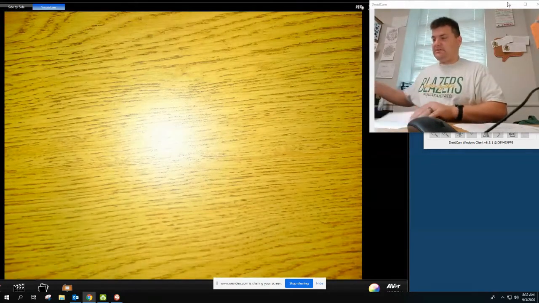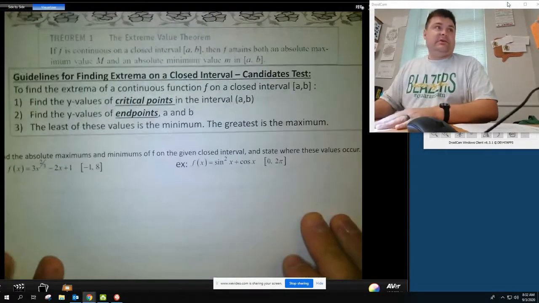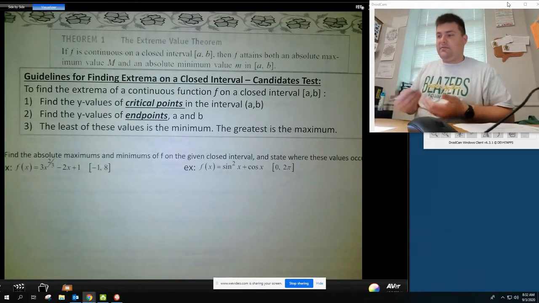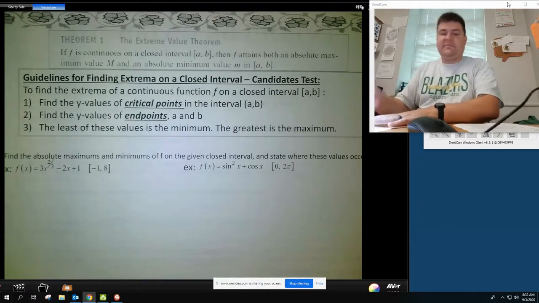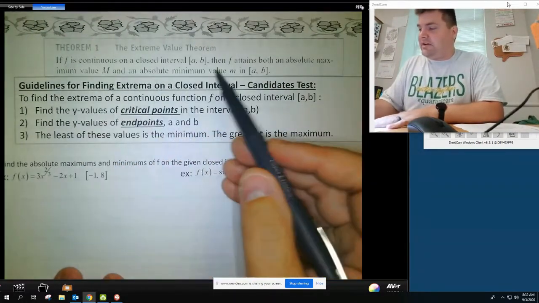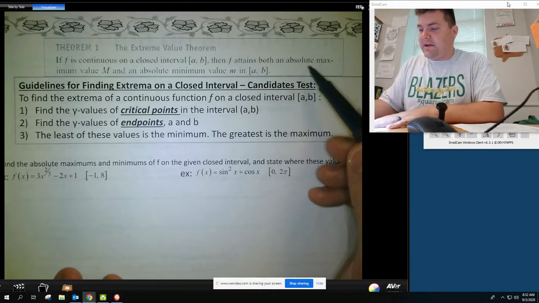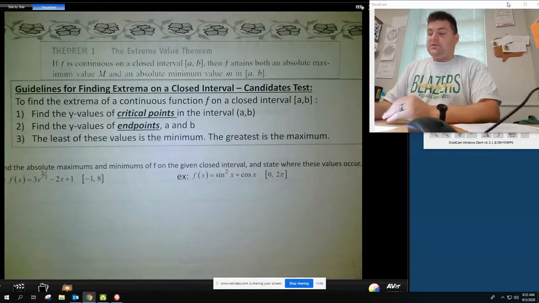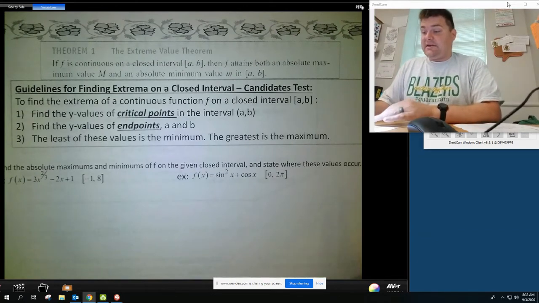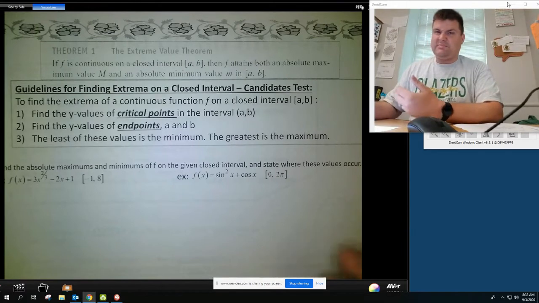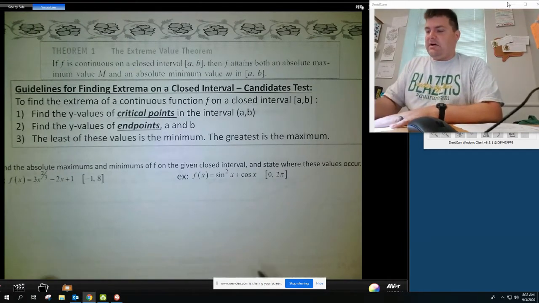So let's start to actually go through this. Today we're going to be working really just on extreme values, not relative values. The extreme value theorem says that if f is continuous on an interval, then it contains both an absolute maximum and an absolute minimum. So what we're going to do now is the candidates test. Again, if it's continuous, we're good to go on all of these, and these examples will be continuous here.